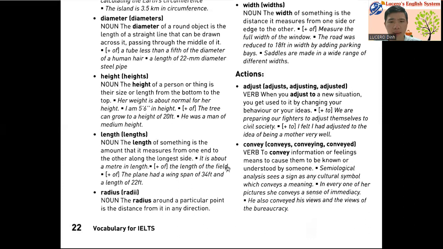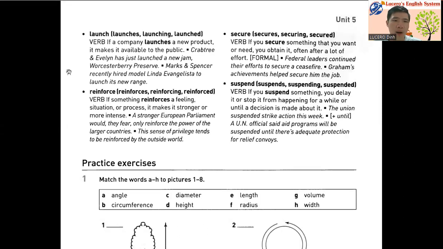And the next word is number three, launch. If a company launches a new product, it becomes available to the public. Crabtree and Evelyn has just launched a new jam, Worcesterberry Preserve. Another example, Marks and Spencer recently hired model Linda Evangelista to launch its new range.